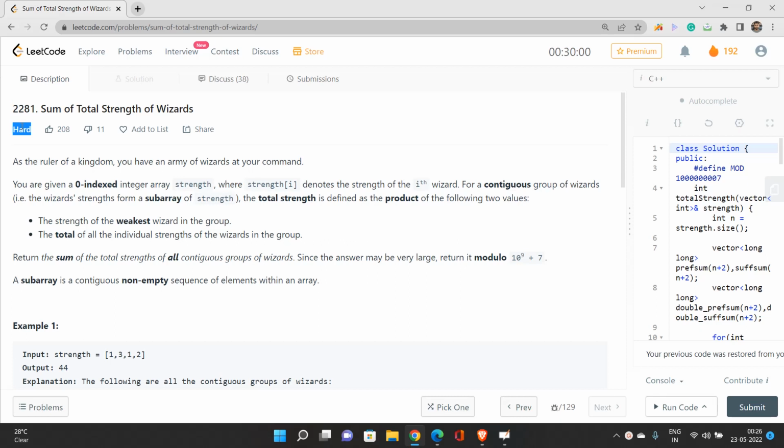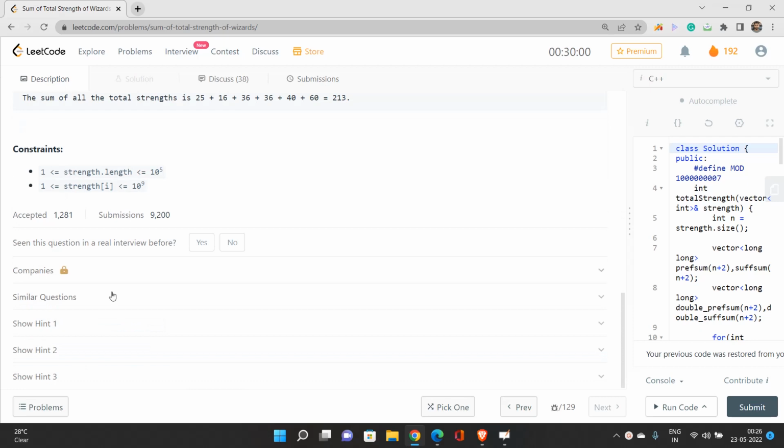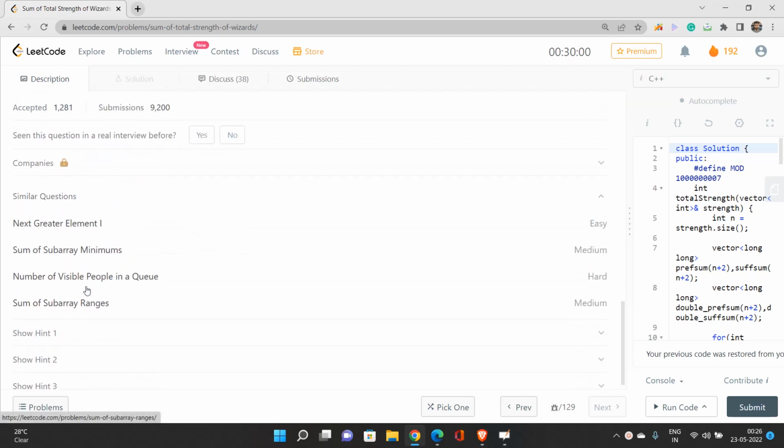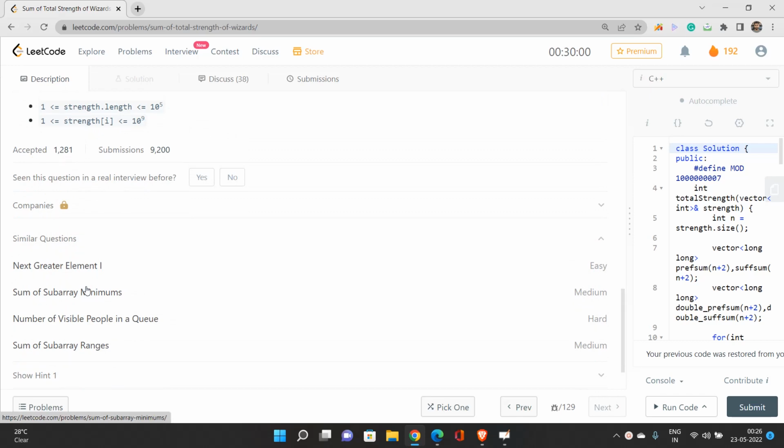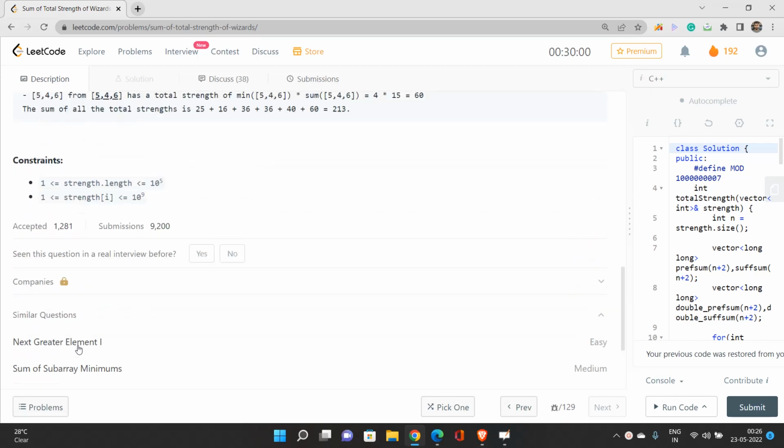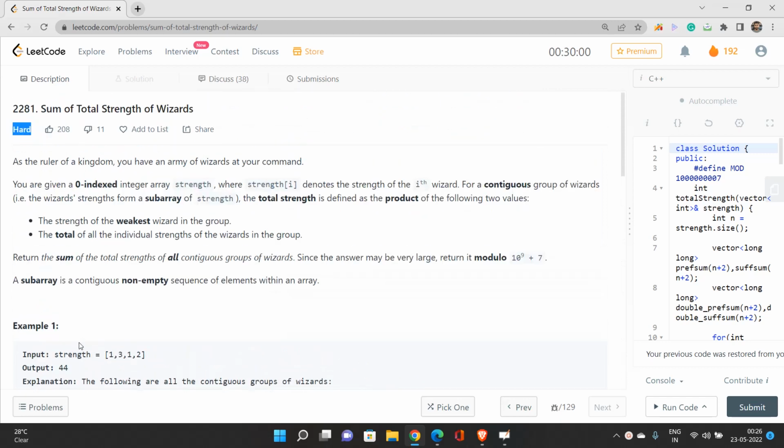Before moving on, let me talk about the prerequisites required to solve this problem efficiently. We need to know the concepts of dynamic programming, as well as how to use a monotonic stack to find the next greater element and next smaller element. We are also going to do some pre-calculations, prefix sums and suffix sums, so you must be aware of how to do that efficiently.